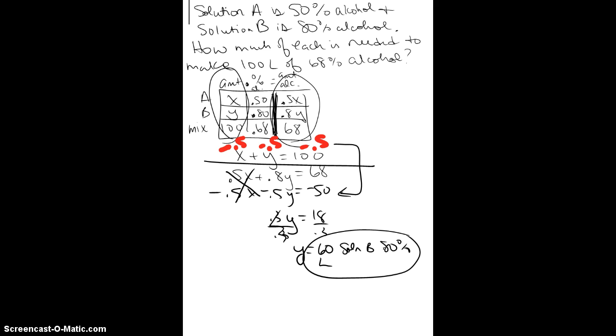Again, you need to go back and figure out the rest. So again, the easiest thing to do is to go back in your chart. If this is 60, then this must be 40, so they add up to 100. Or you could go back to this equation if you really feel like it. But if this is 60, 100 is my total, subtract, that ends up being 40.